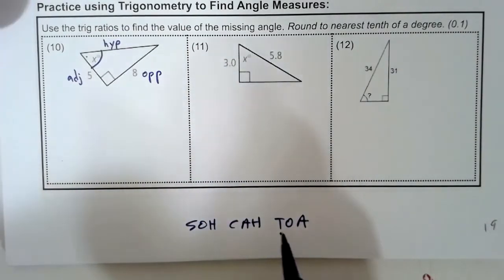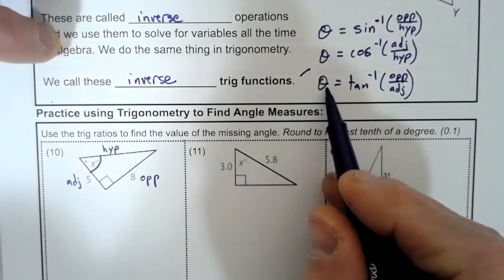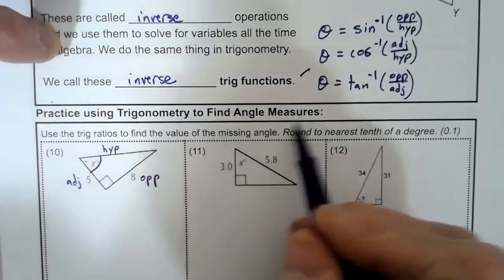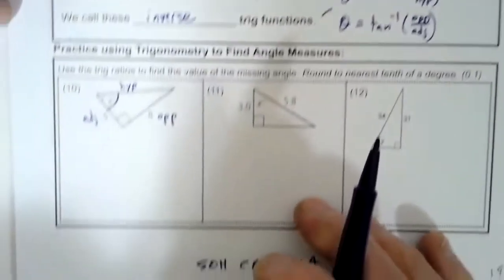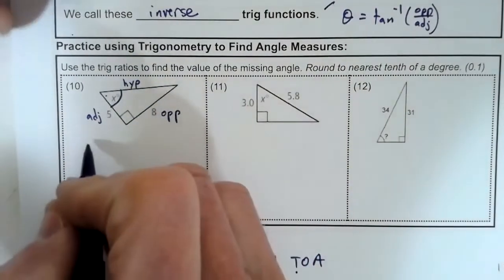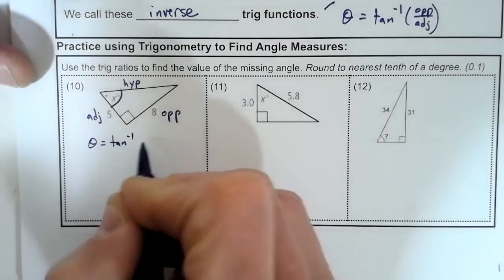Now, just like I said up here, the theta, the angle in question, or in this case, the variable x, is equal to the inverse tangent of the opposite over the adjacent. So let's follow that pattern. I'm going to call it x. If you want to, you could write it out to help you practice and remember it.